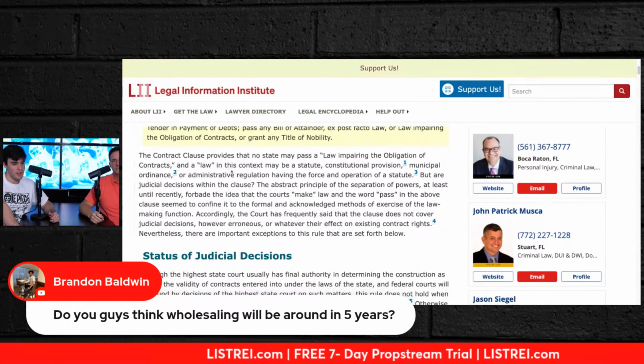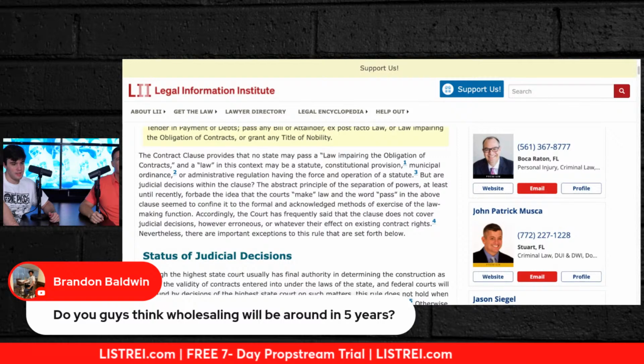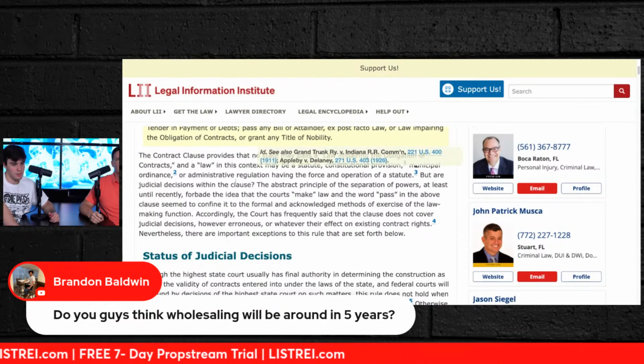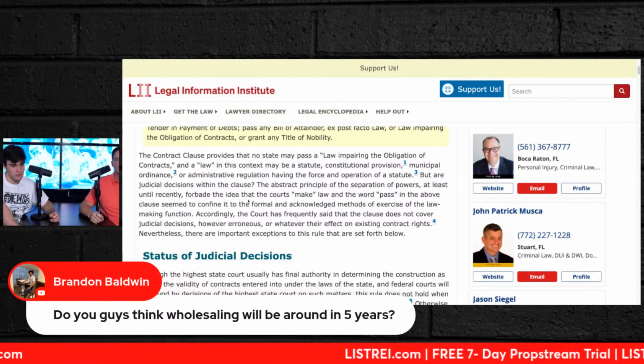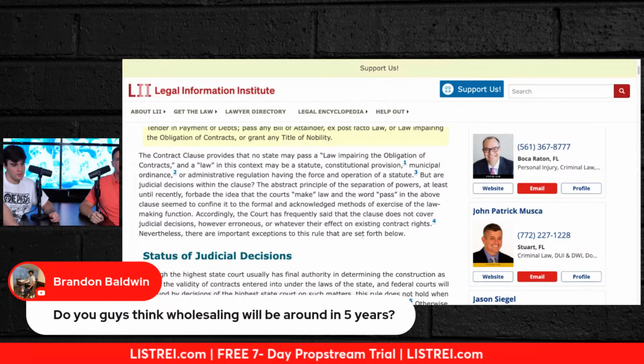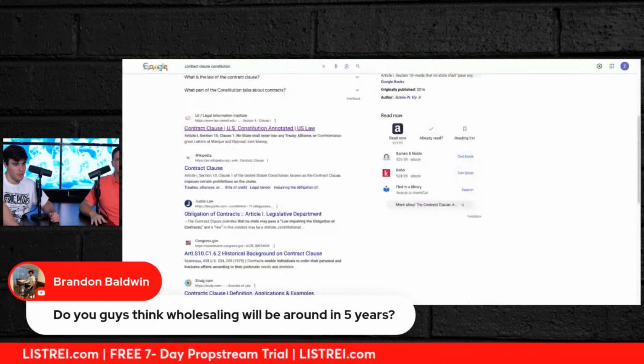The obligation of contracts. Basically what they're saying here is that the operative statute, the abstract law, were passed above the clause. This is all legal jargon: judicial decisions, constitutional rights. And so we have a right to form contracts.